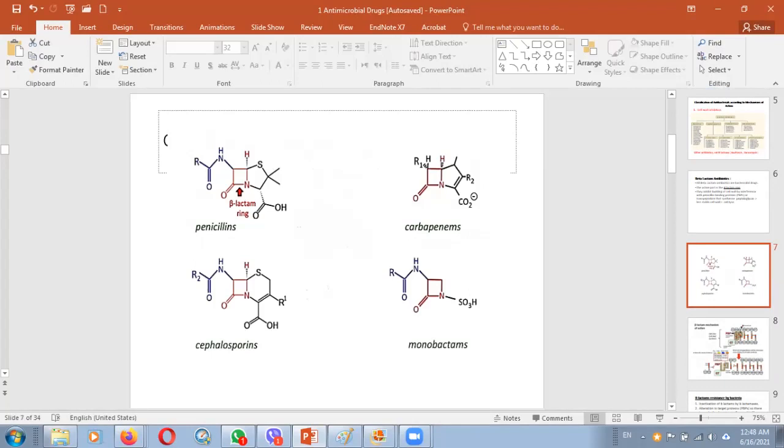This slide shows the chemical structure of penicillins, cephalosporins, carbapenems. You can notice that in these three groups of antibiotics you have a bicyclic structure, meaning you have two rings in this structure. Only in monobactams do you have only one ring, and thus it's called monobactams, single ring.